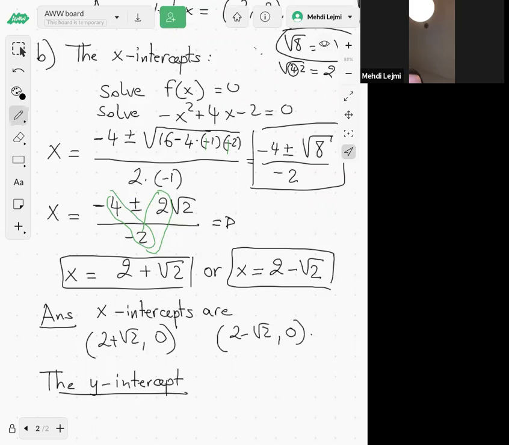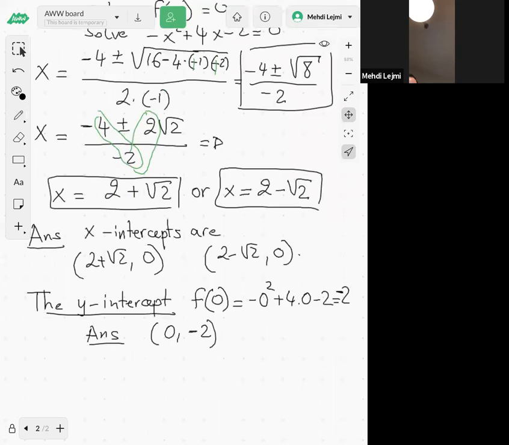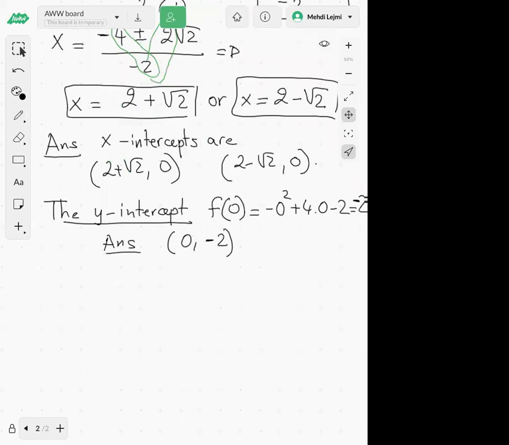so in the y-intercept, guys, just evaluate f of 0, right? So just plug in 0 in the function f. So it's minus 0 squared plus 4 times 0 minus 2. So the answer would be negative 2, right? So my y-intercept would be just negative 2. Of course, x is always 0 in the y-intercept. All right, we got the x- and y-intercepts.